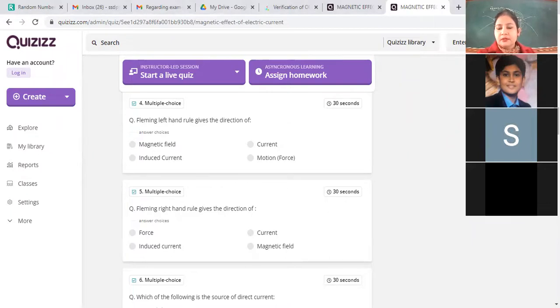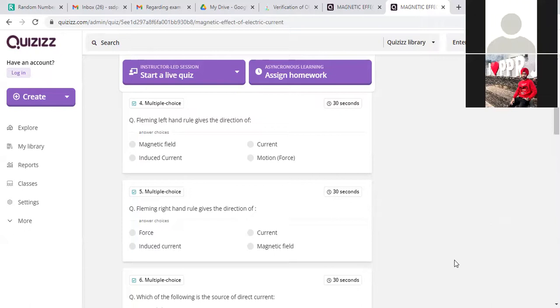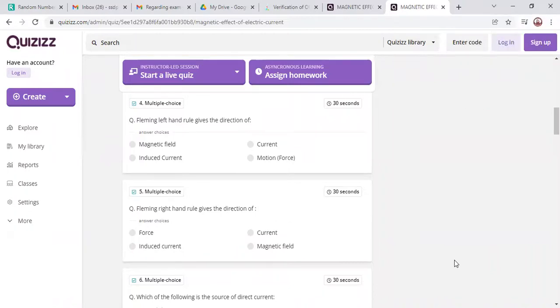What happened? Yes, students, no one knows? This is so simple. Okay, I will ask myself. Mansha, you tell. Mansha, would you like to tell the answer? Fleming's left hand rule gives the direction of what? Mansha.